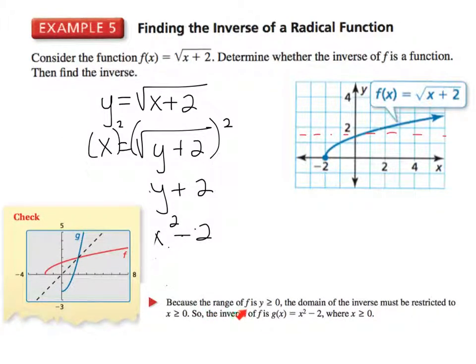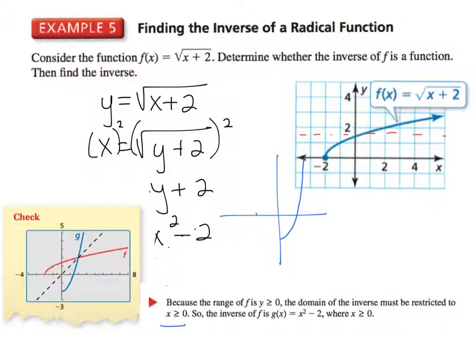Because the range of f, the original function, notice the range is all above 0. That means y has to be above 0. That means the inverse must be restricted to where x is greater than 0. So you're not going to draw this. You're not going to draw that. You're only going to draw when x is greater than 0. So you're going to get rid of all the negative numbers. So it's just going to be that. So that's why in your graph it looks like this.